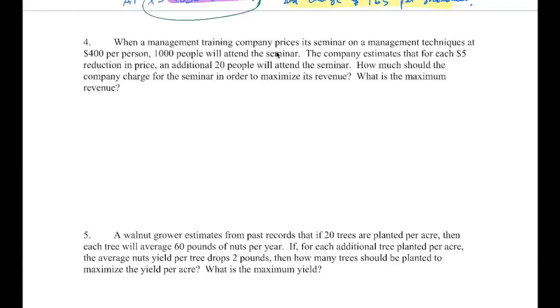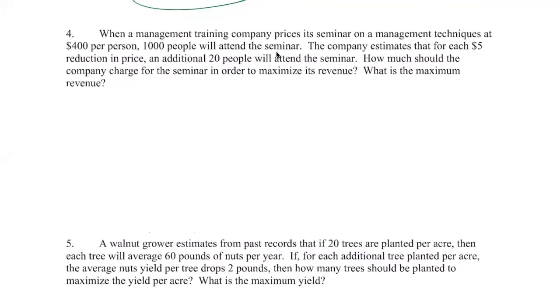So in this example here, let's go ahead and read through the example and see what it's asking. We have a management training company that prices a seminar at $400 per person. They expect that 1,000 people will attend the seminar. The company estimates that for each $5 reduction in price, an additional 20 people will attend the seminar.